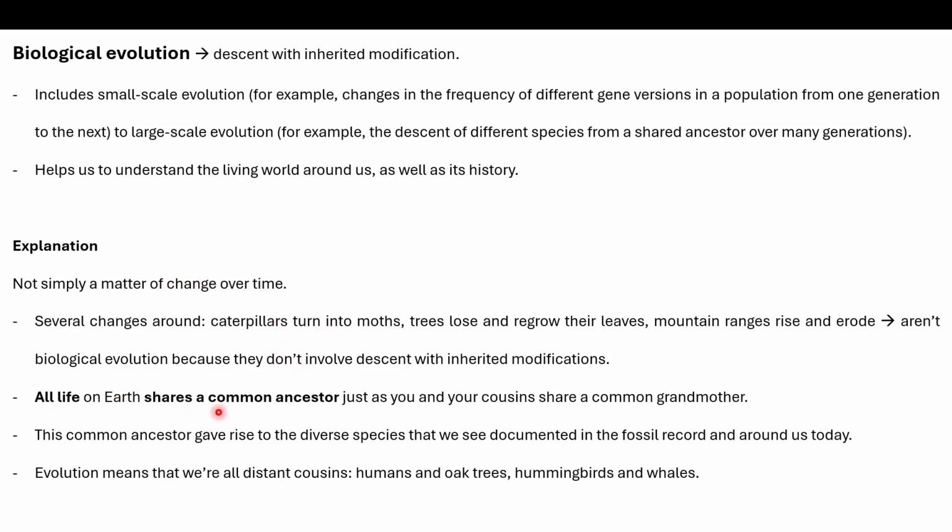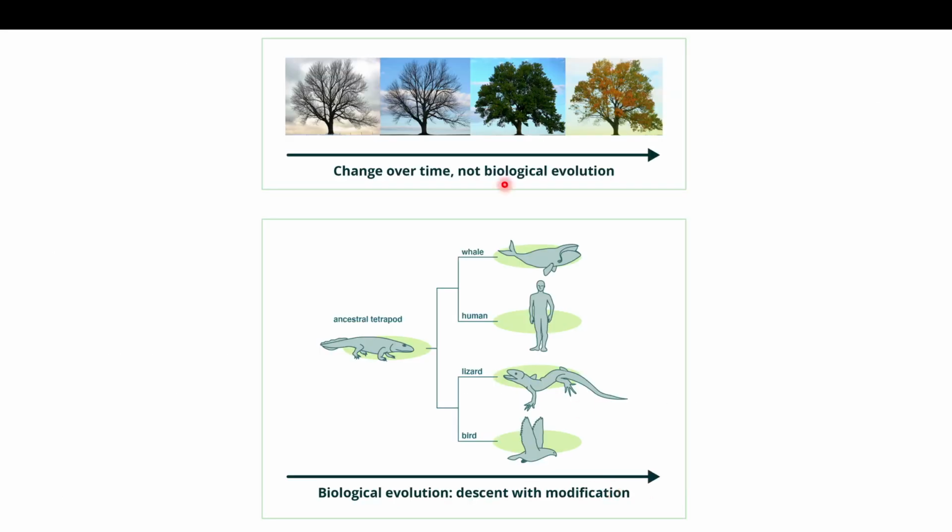All life on Earth shares a common ancestor, just as you and your cousins share a common grandmother, right? This common ancestor gave rise to the diverse species that we see documented in the fossil record as well as all around us today. So evolution means that we are all distant cousins: humans and oak trees, hummingbirds and whales. So change over time is not really biological evolution, but inherited modifications from an ancestral living being can be termed biological evolution.